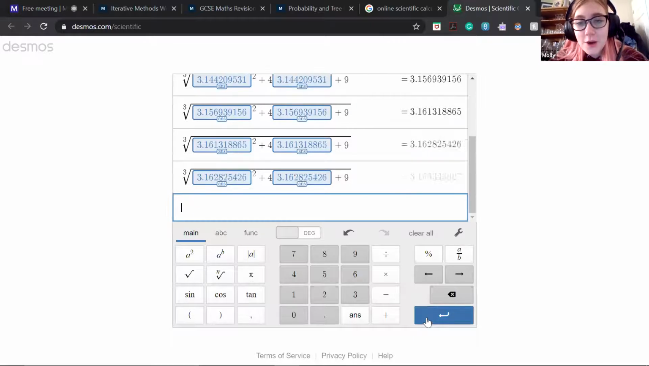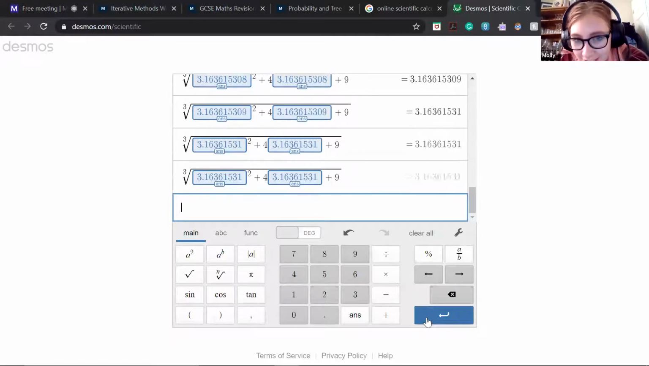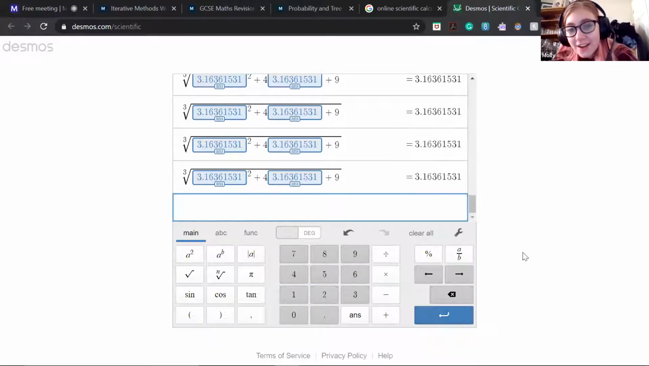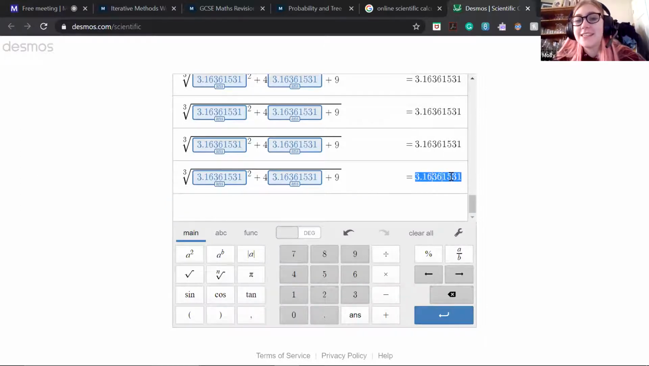And the good thing is we can just hit enter a load of times. And look, now the answer isn't changing. So we've actually got it now to 8 decimal places, just by hitting equals loads and loads of times, because when you put it in again, it doesn't change.